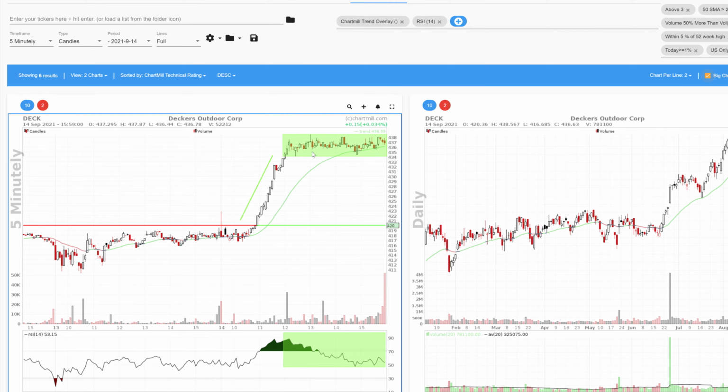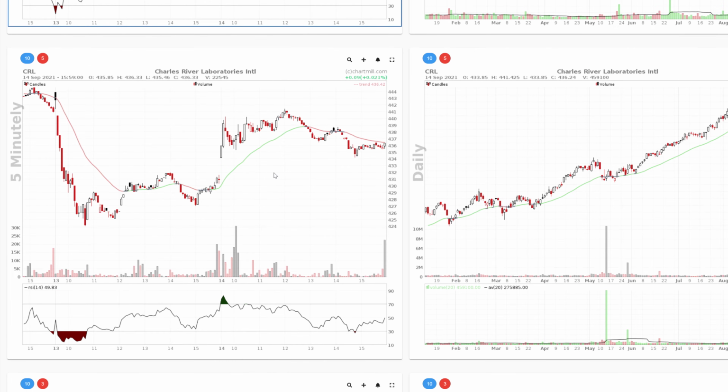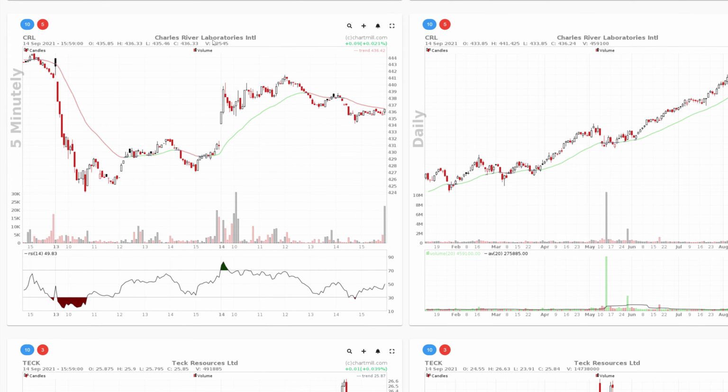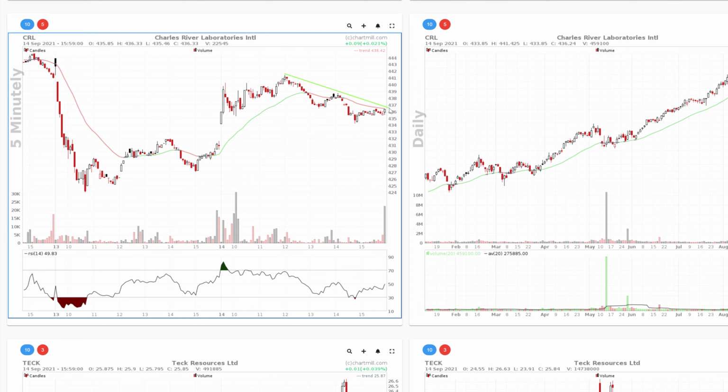A descending trend channel for CRL, but in an ascending trend if we consider the daily chart. And in case of a breakout at the top of this channel, the first target is the 441 zone.